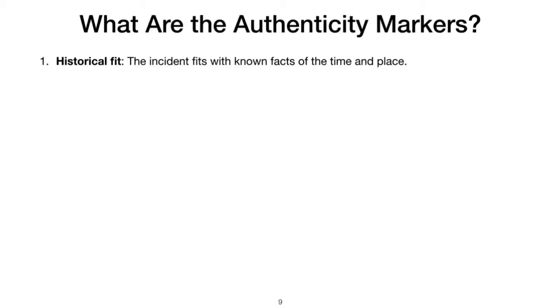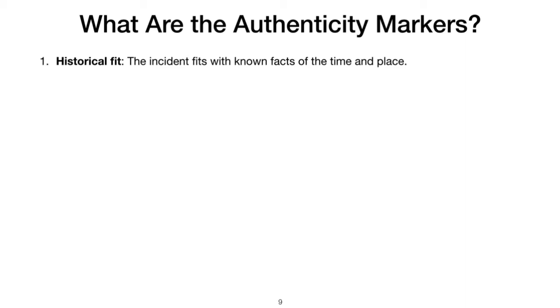So what are these markers that we talked about? Well, the first one is what we call historical fit. And what that means is that in reading an account or an incident, we recognize that it fits with what we know about that time, the first century, okay?